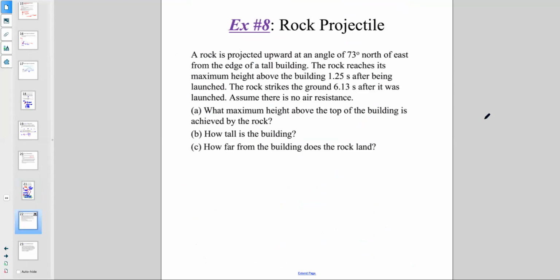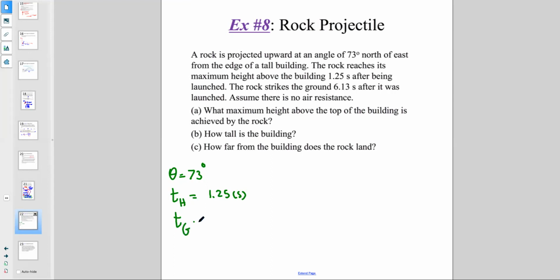So another example: a rock is projected upward at an angle of plus 73 degrees north of east from the edge of the roof of a tall building. So we're going to write down everything that we have as we go. So this will be 73 degrees. The rock reached its maximum height above the building 1.25 seconds after being launched. So the time to get to the maximum point, or point H, is 1.25 seconds. The rock struck the ground 6.13 seconds after it was launched.